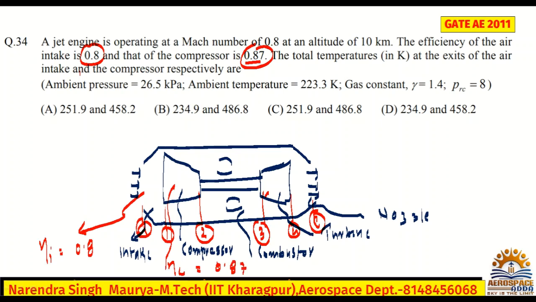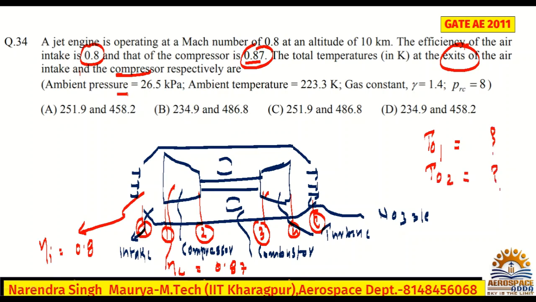The total temperature at the exit of the air intake and compressor respectively. What is the exit total temperature of the intake? Exit of intake means the inlet of the compressor. That is T01, total temperature. T01 they are asking, and exit of compressor also they are asking. So exit of compressor means T02. So these two values they are asking us.